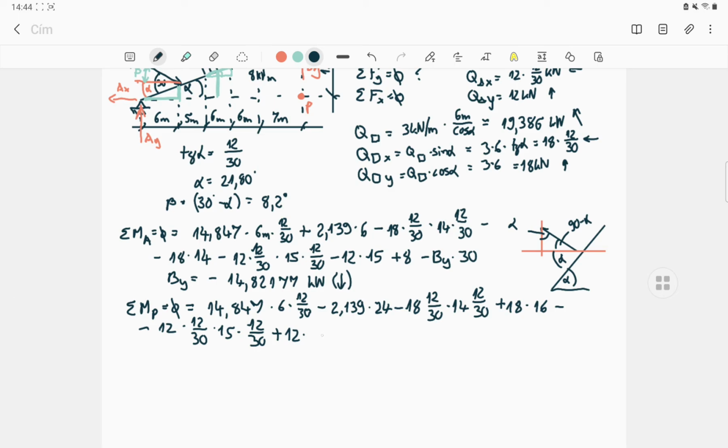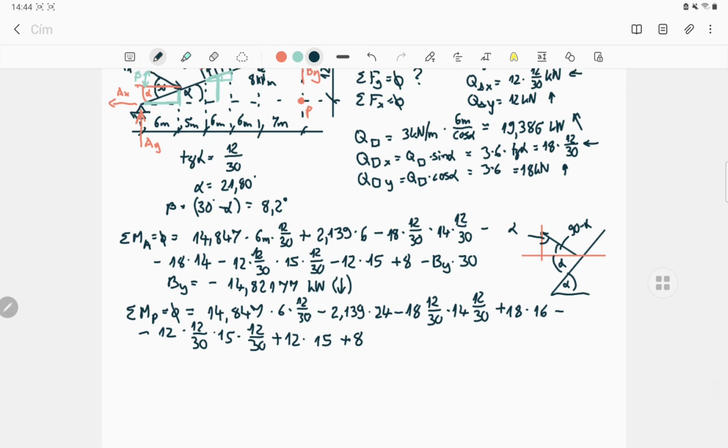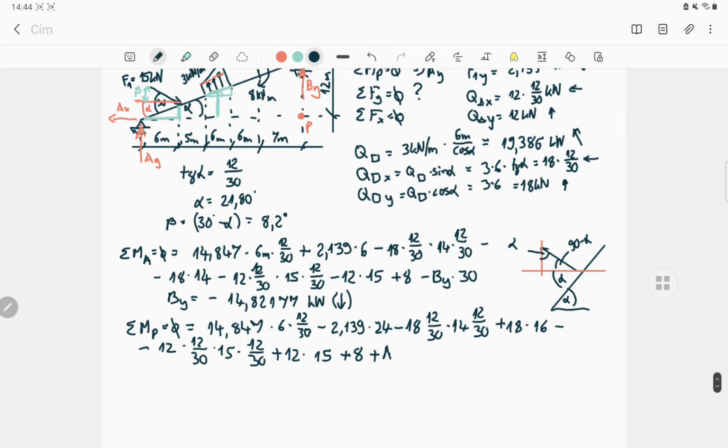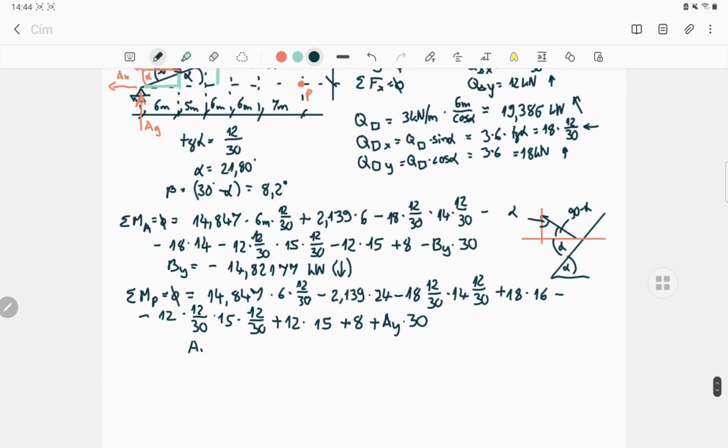It's happening, now it's again 15, but don't copy it. Every time it is the full distance minus the distance that was in the MA. But now it is the same. Okay, and the moment will be the same, positive 8. And let's see what we drew for the AY. Now this is positive AY, so positive AY times 30. And now we can calculate the AY.